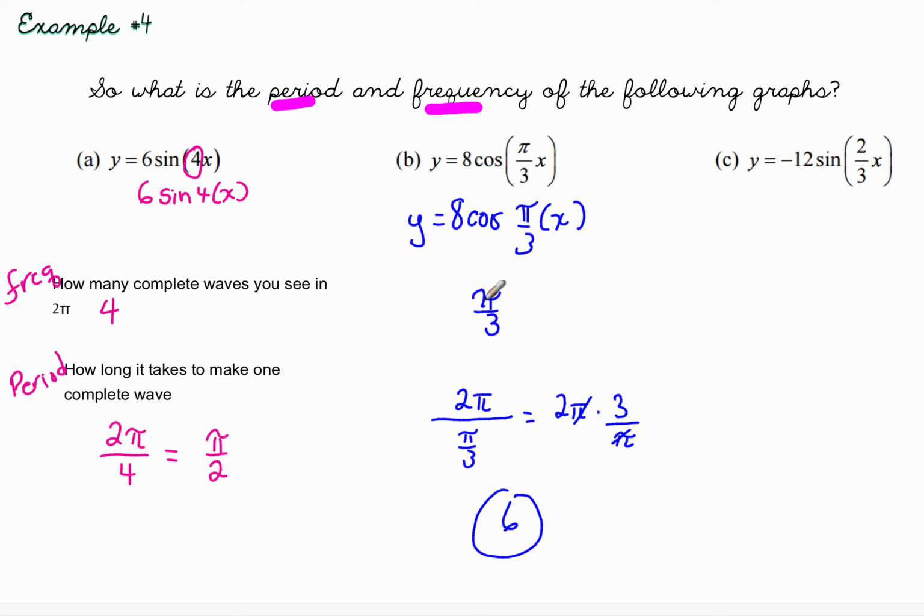And this is not 180 divided by 3 is 60 degrees, because they want us to look at it in terms of radians. So this is 3.14 divided by 3, and we'll say approximately because we're abbreviating pi. So it's approximately about 1 to make a complete wave. So let's do this: 8 cosine pi over 3.